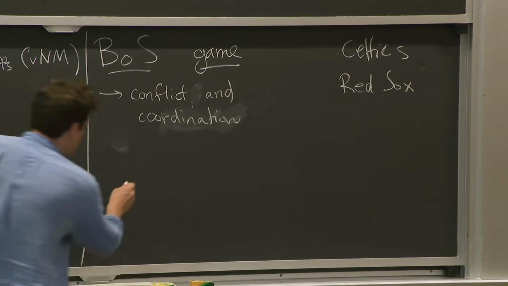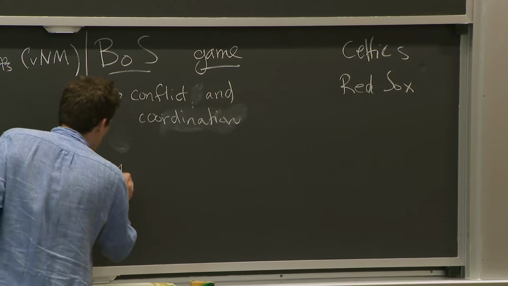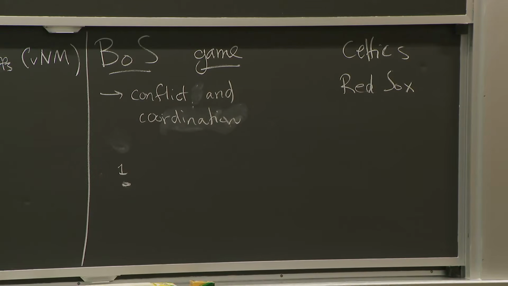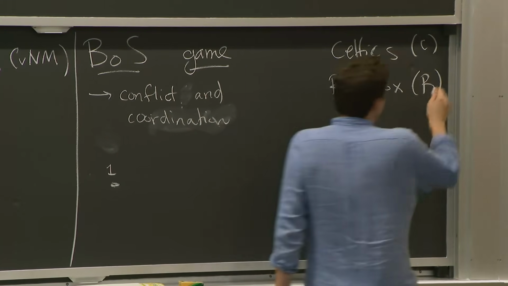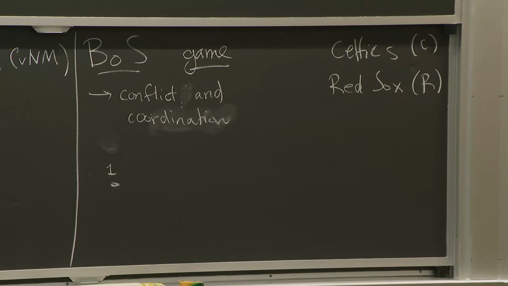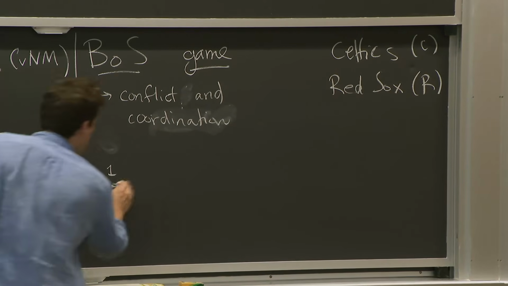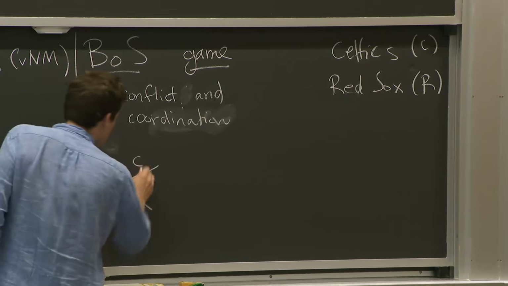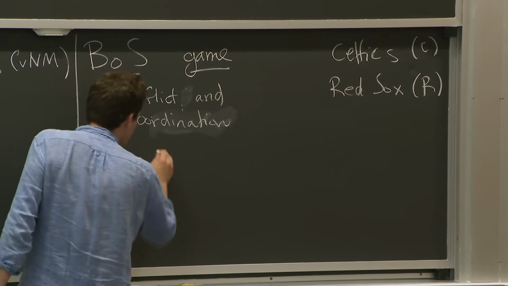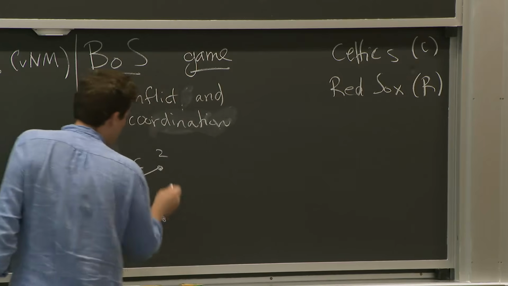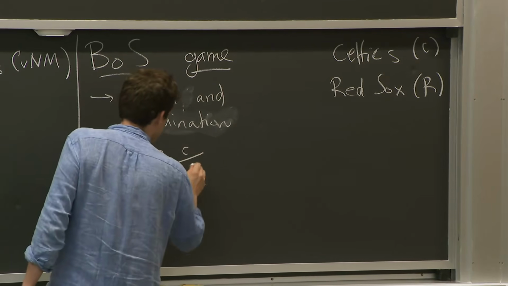So let's draw this out. We're going to say player one is first going to choose whether to go to the Celtics game or the Red Sox game. And I'll call this C and R. And let me just be clear, when I say Celtics game or Red Sox game, that's not the formal sense of a game we're talking about here. That's game as in an athletic game. So player one is choosing between C and R. And then player two is choosing also between C and R.